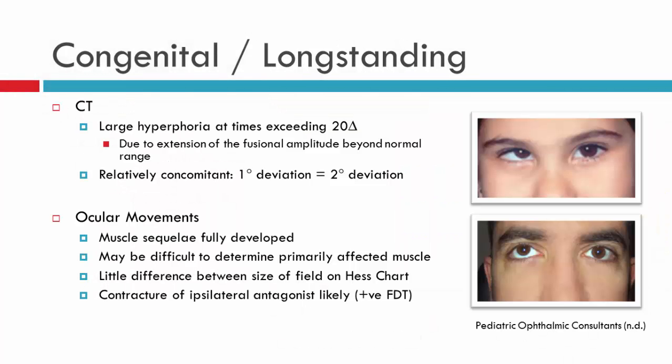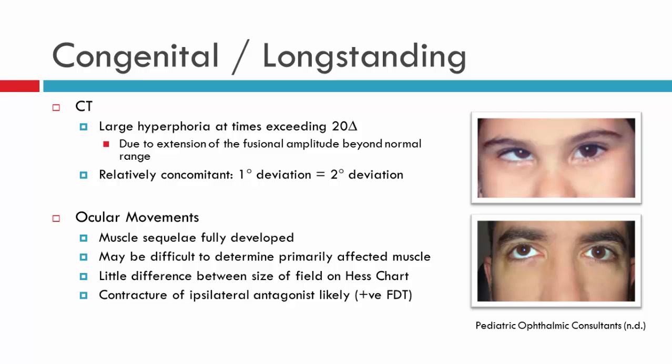Okay, moving on to the cover test and ocular movements. In terms of patients who either have congenital or long-standing fourth nerve palsies, they are likely to have large hyperphorias, the distinction being a latent deviation, and at times this can actually exceed 20 diopters.